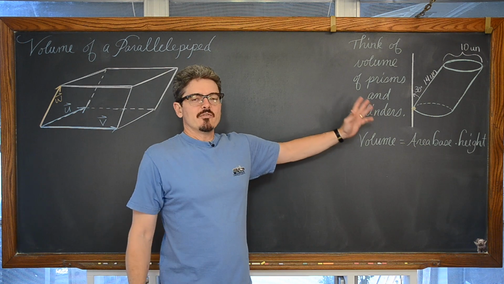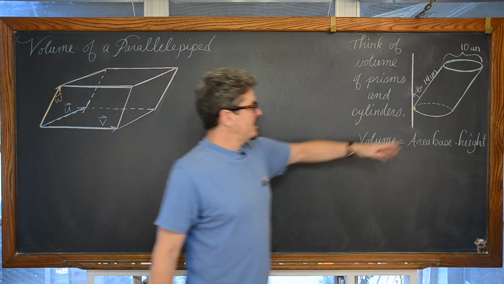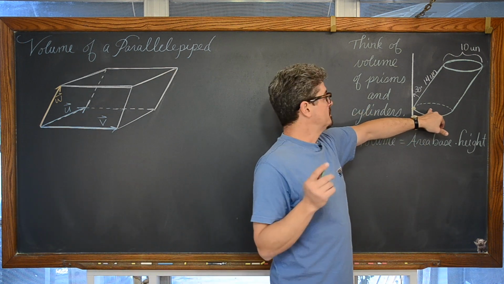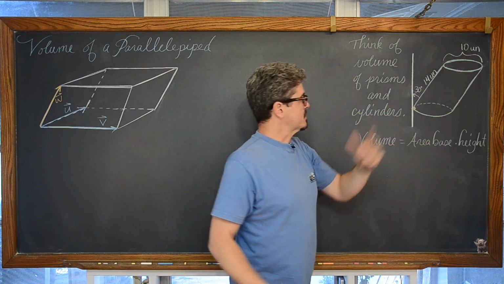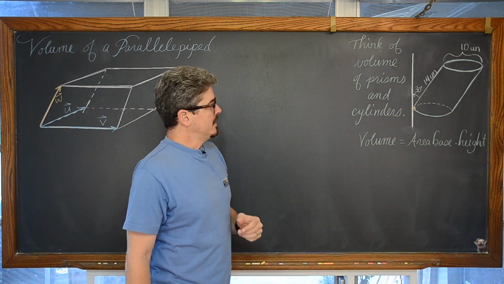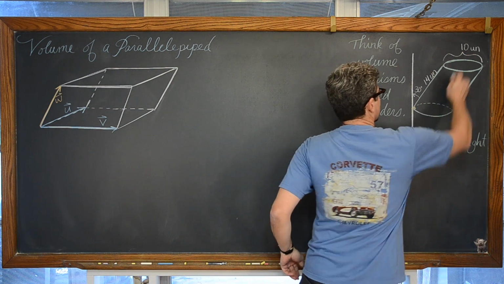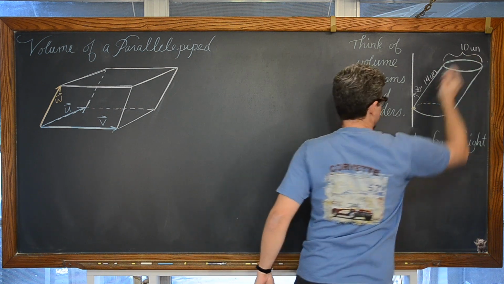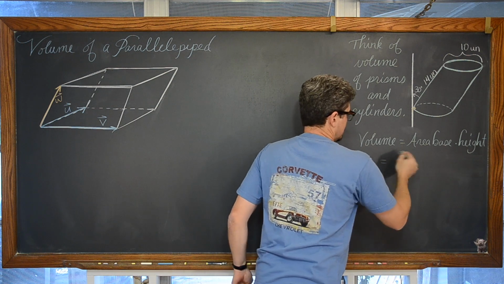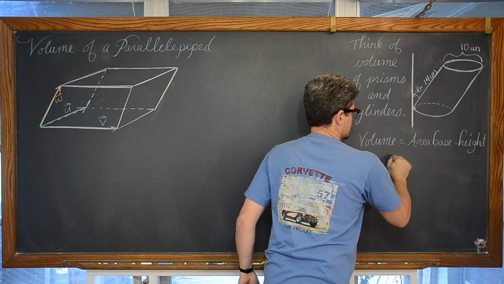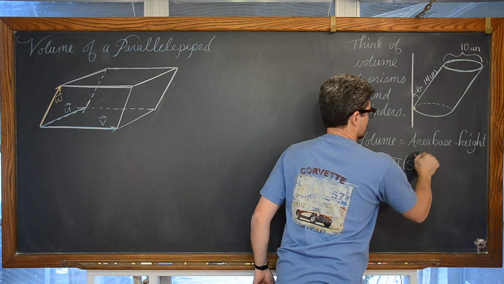How do you find the volume of a prism or cylinder? Well, you find the area of one of its bases, the two bases of a prism or cylinder are the same shape, then multiply by the height. So the area of our base, of course, we have a diameter of 10, so it's pi r squared, so pi times half the diameter squared.